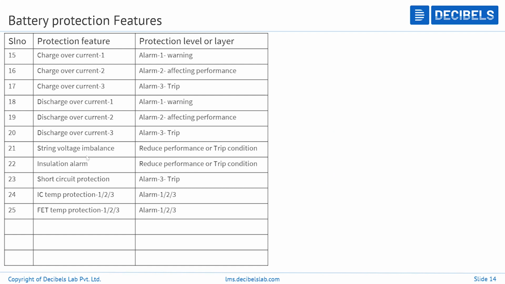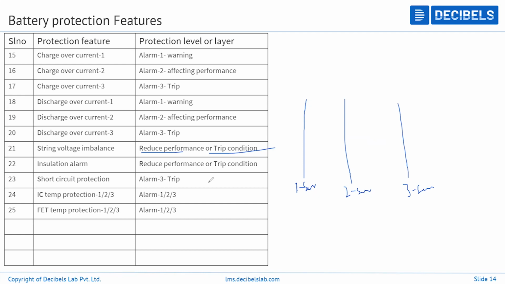And even if there is a voltage difference among the strings, so this is one series, second series, third series of the cells. If there is much difference between each stack voltage series, then it won't undergo charge or discharge. It reduces the performance or undergoes the trip condition.